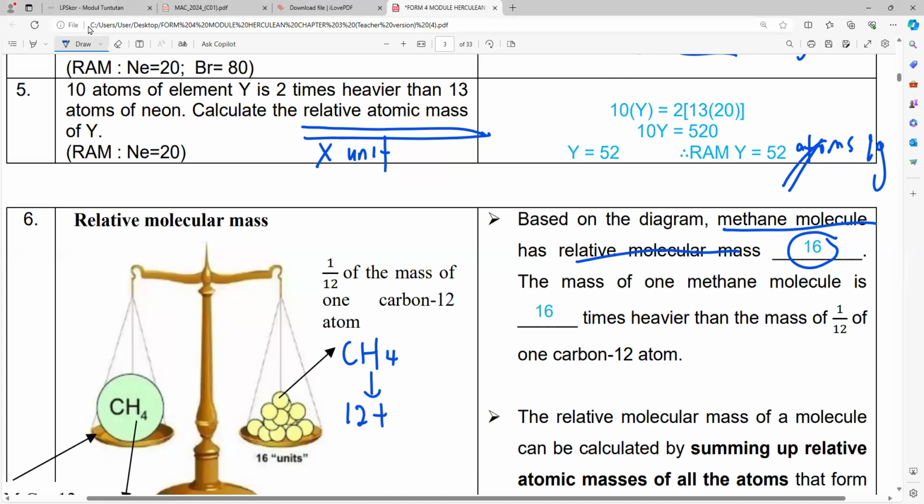Now, plus. What is the relative atomic mass of hydrogen? Very good, it's 1. How many hydrogens do I have here? 4. So teacher is going to bracket it and times it with 4. So 12 plus 4, teacher will get 16. Teacher writes down here: relative molecular mass of methane is 16. So the mass of one methane molecule is 16 times heavier than 1/12 of carbon 12. That's all.